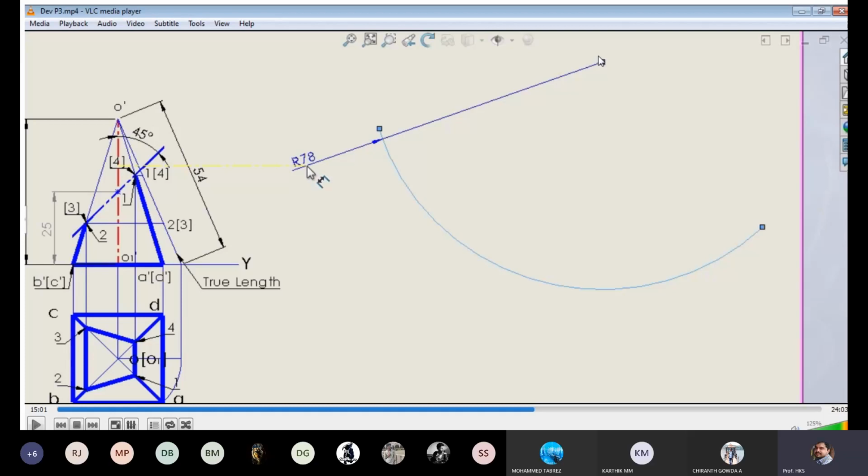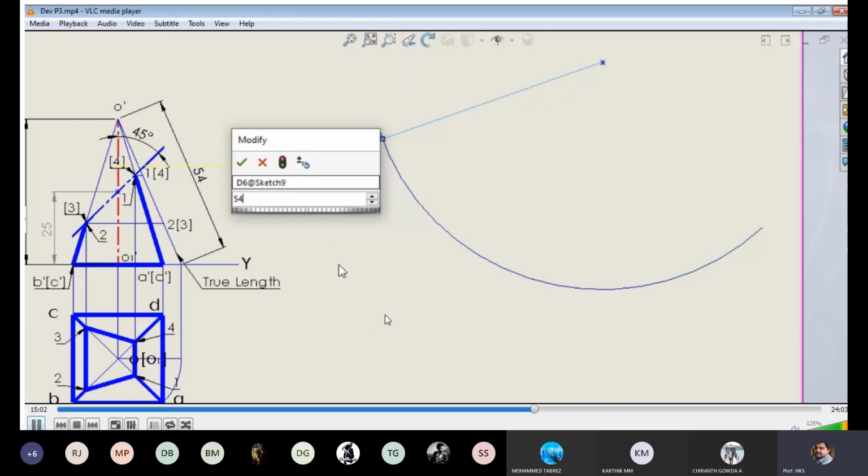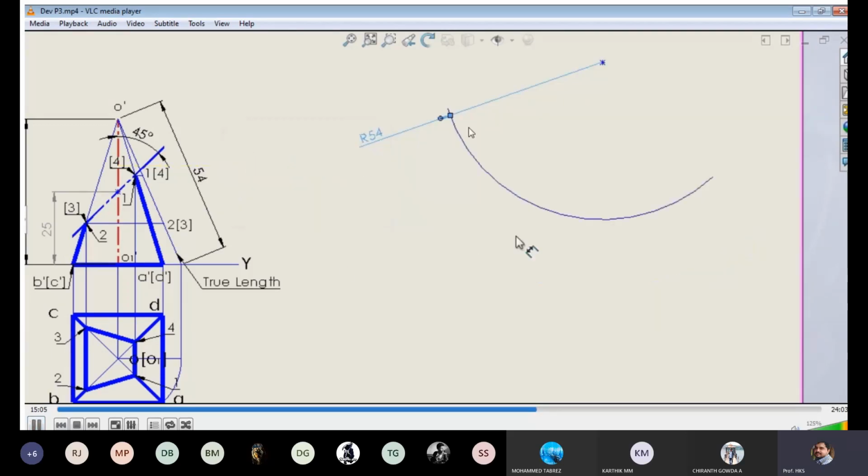First you have to mark the center, then draw an arc. You don't know the angle of this arc, so no need to worry about the angle, but you have to worry about the radius of the arc. This radius, that is the length from here to the arc, should be 54. So draw an arc with 54 radius, and then draw a line from this point to one end of the arc. One end you have to fix.